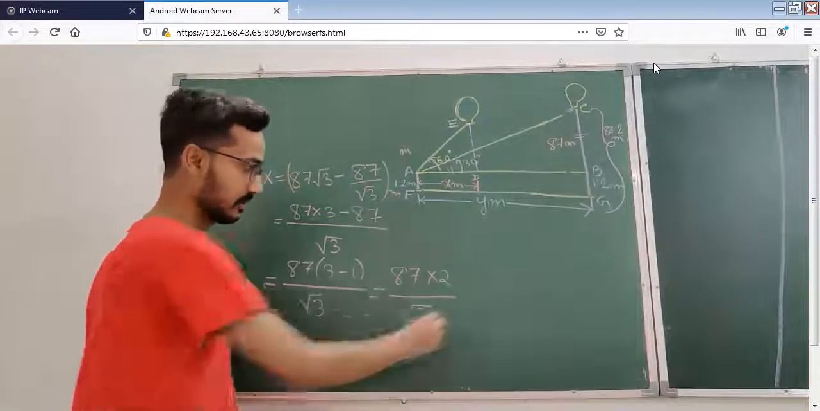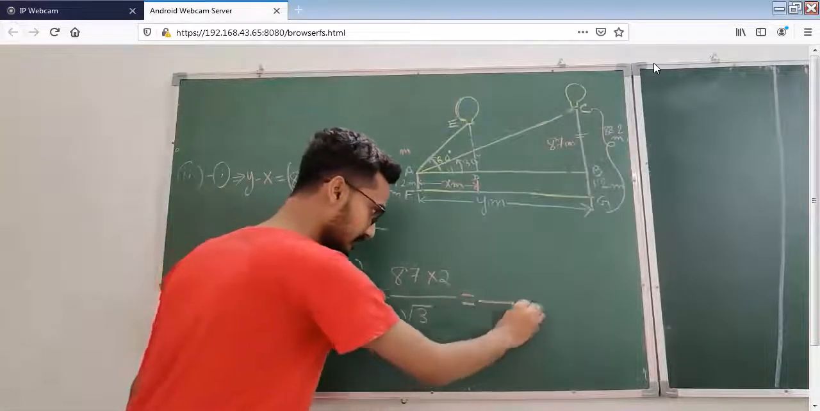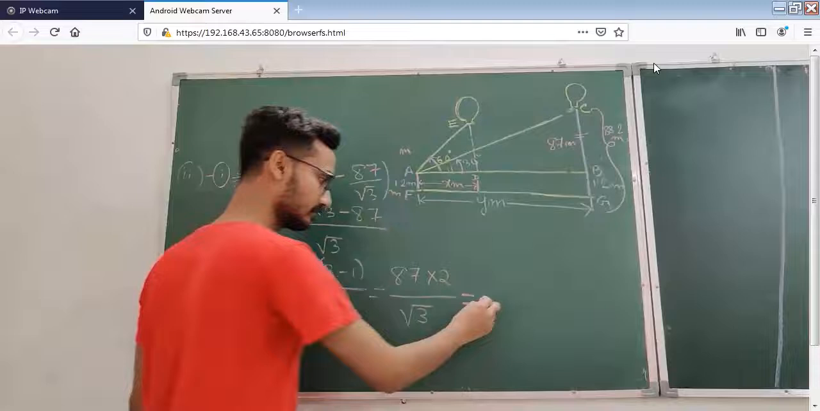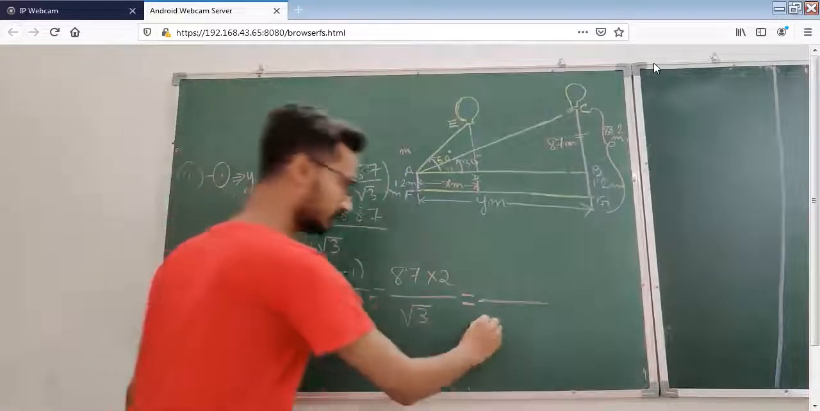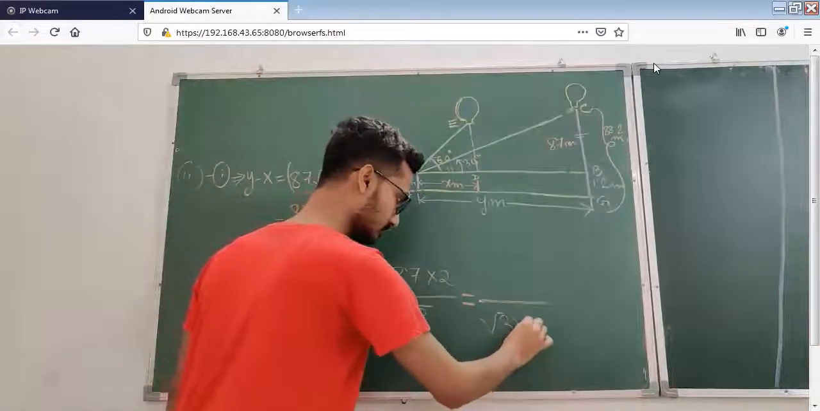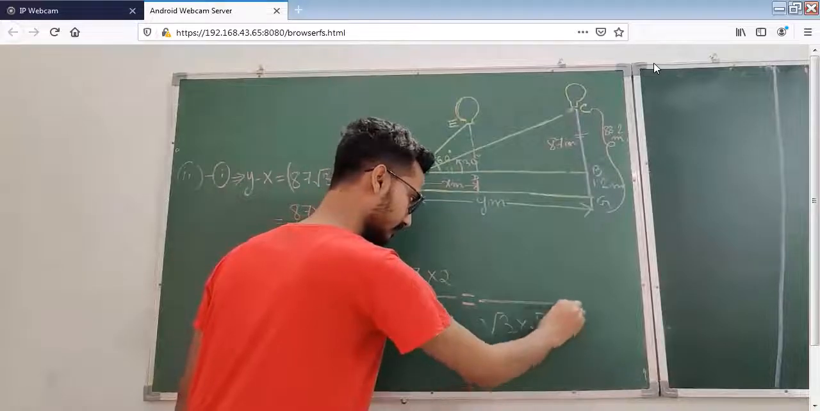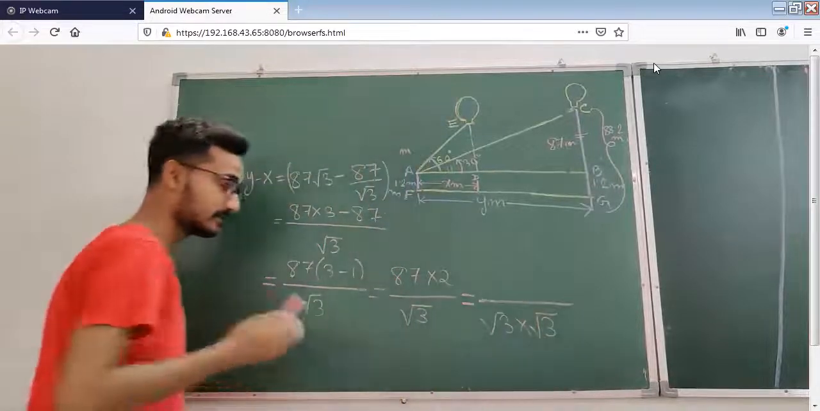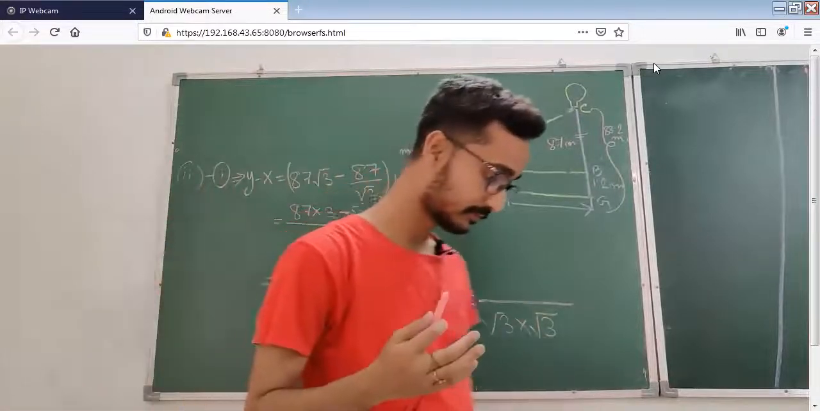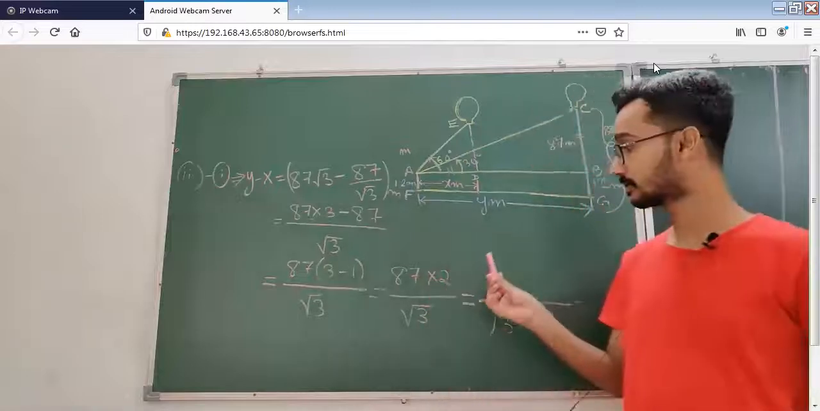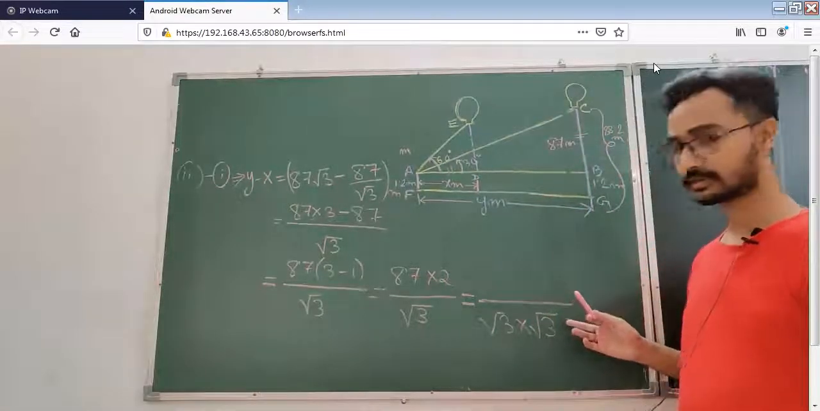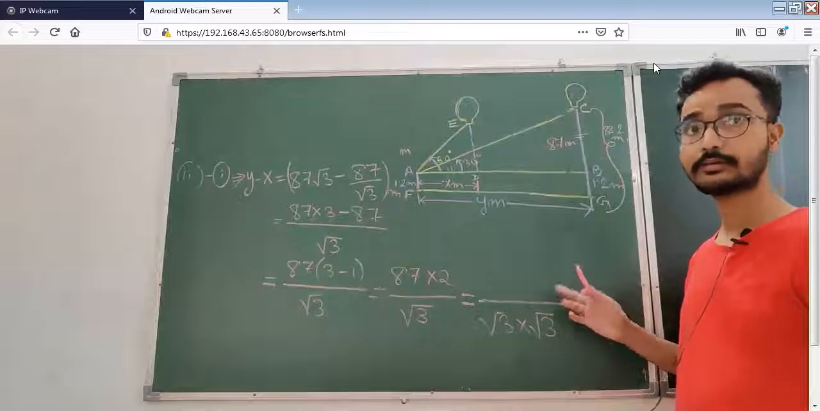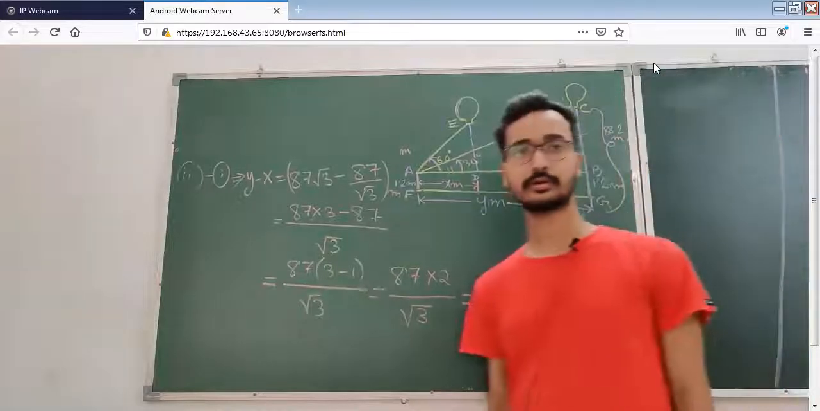Now do one thing. You have to rationalize the denominator. How can you rationalize the denominator? Just multiply by root 3, root 3 into root 3. If you multiply in the denominator, you have to multiply in the numerator also. Yes or no? This is the rule. If you multiply in the denominator, you have to multiply in the numerator also.